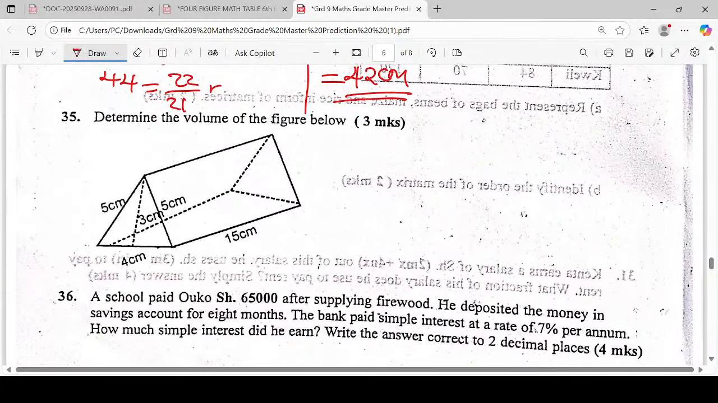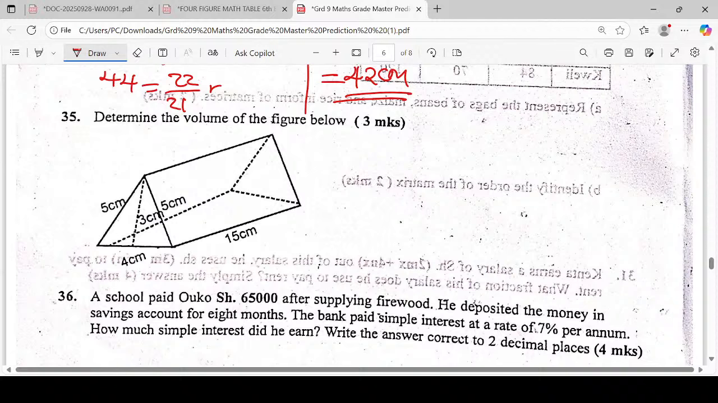Allow me to look at question number 35 of our discussion without wasting time. We are getting to question number 35 of our discussion. A very, very beautiful question once again. I love how these questions are structured. Determine the volume of the figure below.